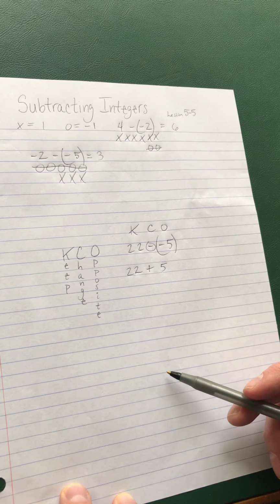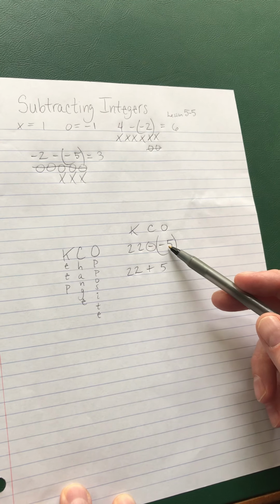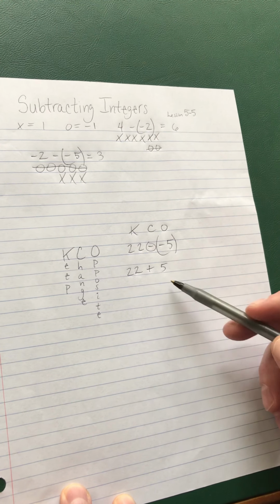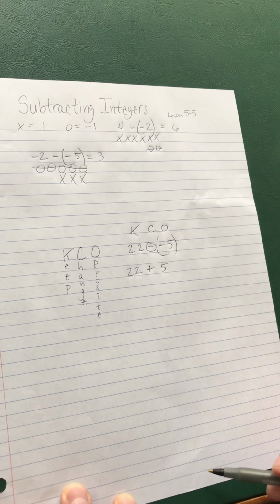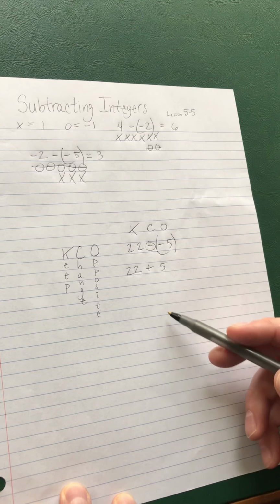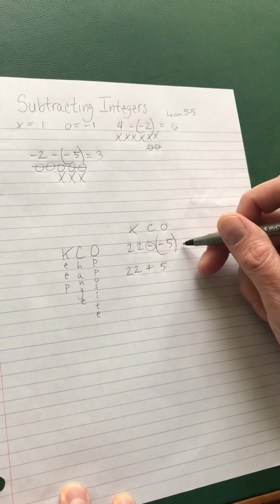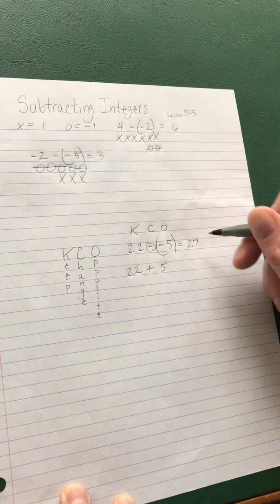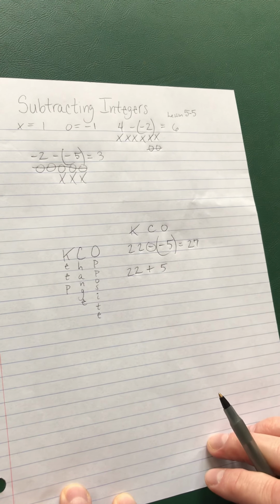So technically what we're doing is we're taking the number that we're subtracting and we're adding its additive inverse, or we're adding its opposite. And then obviously 22 plus 5 is 27. Let's try another one here.